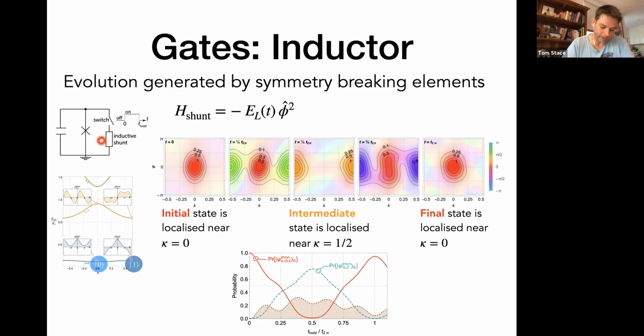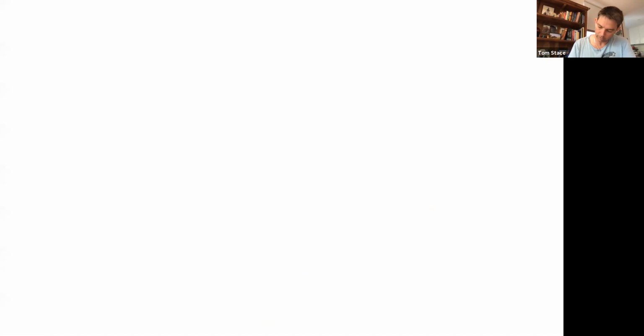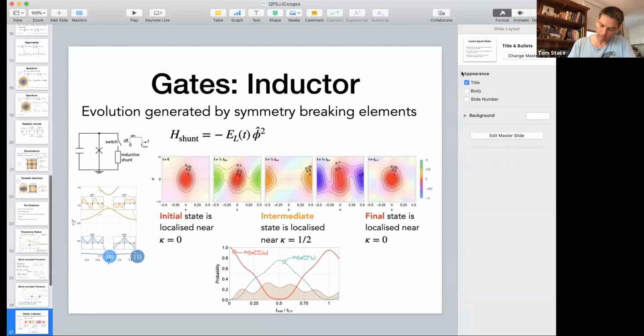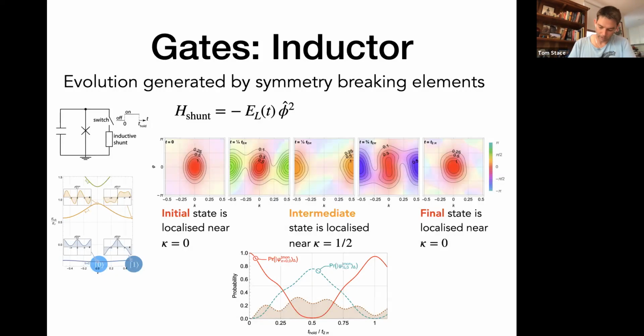If I put a linear inductor across there, then I end up with this term phi squared in the Hamiltonian, and that manifestly breaks the cos phi, the 2-pi periodicity associated with cos phi.